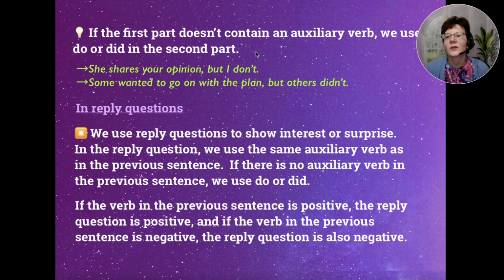So if the first part doesn't contain an auxiliary verb, we use do or did in the second part. For example, she shares your opinion, but I don't. So there's no auxiliary verb here. So we have the verb do, but this is negative. All right, and then some wanted to go on with the plan, but others didn't. Okay, so nothing here. So we have, again, do, but negative.